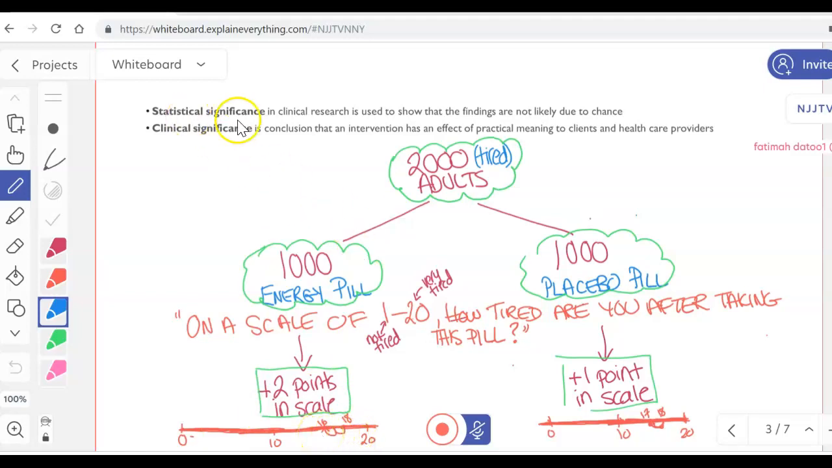So statistically significant, yes, this is statistically significant because the math shows that it did work, it did go down, but is it clinically significant? No, it's not.